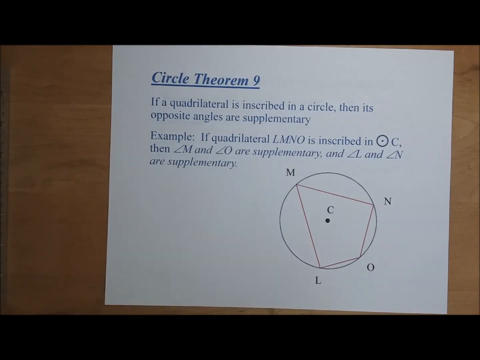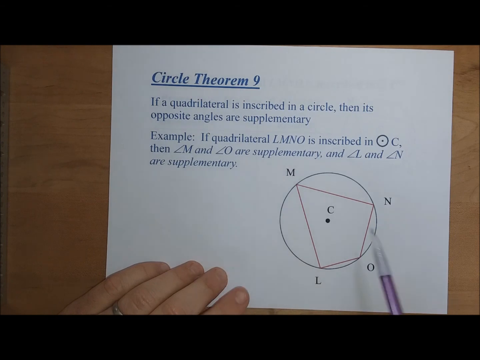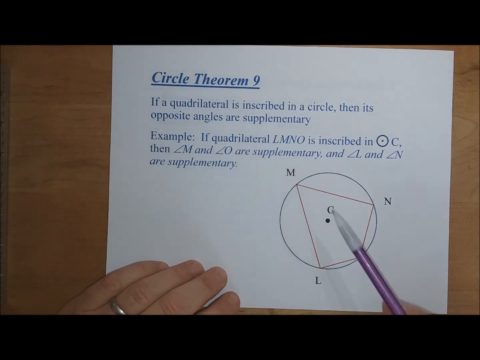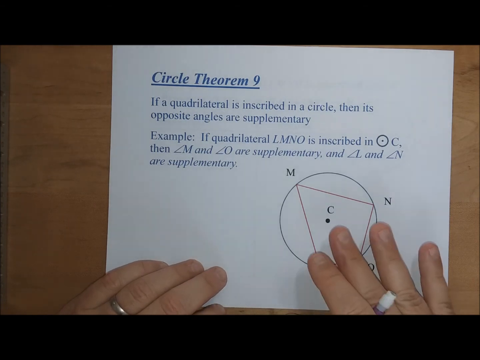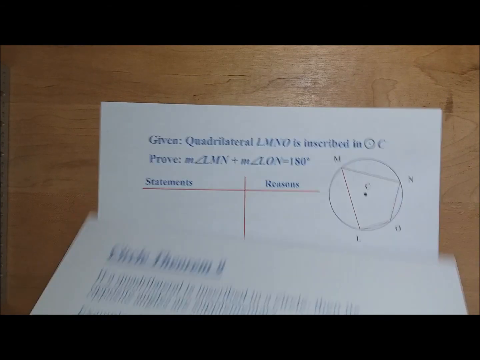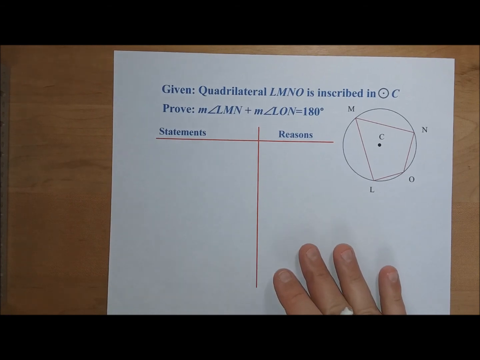All right, the last theorem with respect to inscribed angles that I want to prove here is our circle theorem 9, which states that if a quadrilateral is inscribed in a circle, then its opposite angles are supplementary. In other words, angle M and angle O will be supplementary. They'll add up to 180 degrees. And angle L and angle N will also be supplementary. Okay, how do we know this is true? Let's go ahead and prove it.